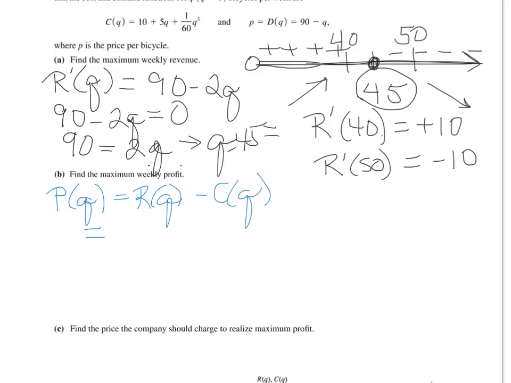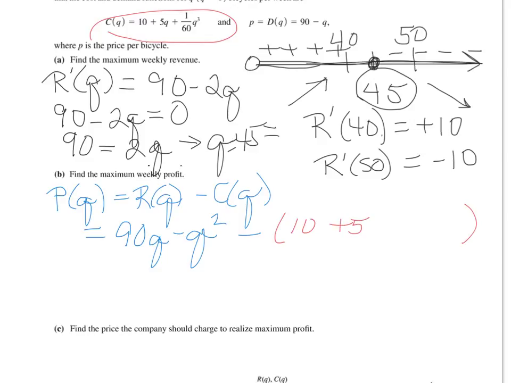And since R of Q is P times Q, then that is 90Q, again, remembering how we did that in the last problem, 90Q minus Q squared, number of units times the price per unit, minus the cost, which is given to us in the setup of the problem. So that's going to be minus 10 plus 5Q plus 1 over 60 Q to the third power.